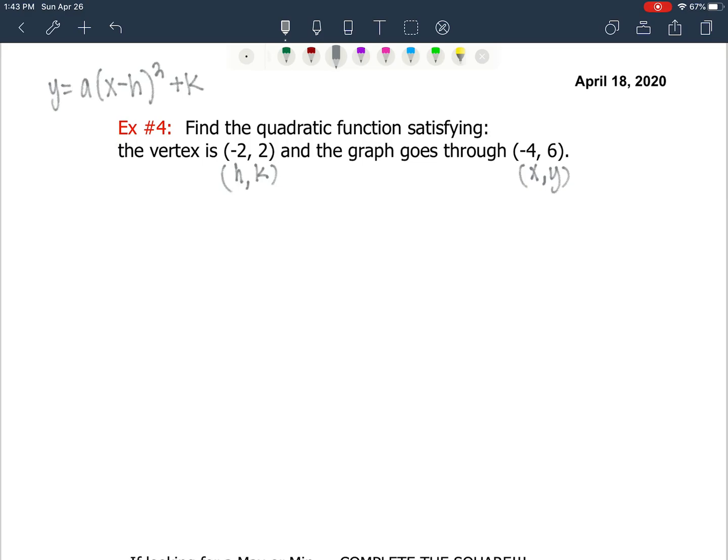So they're giving us 4 values. They're giving us the h value, they're giving us the k value, we're also getting an x value, and we're getting a y value. The only thing that we are not given is the a value.